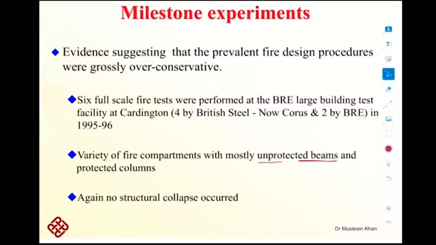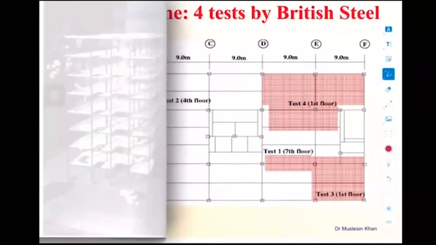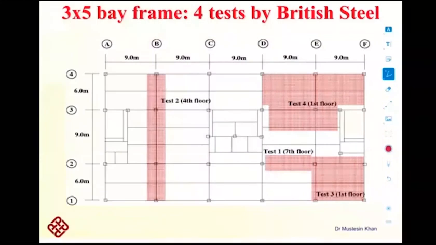So this was the Cardington frame where they tested different structural elements: beams, columns, or the frame, or the whole compartment. They have conducted so many tests in that facility. So these are the main 4 tests which were conducted by them.